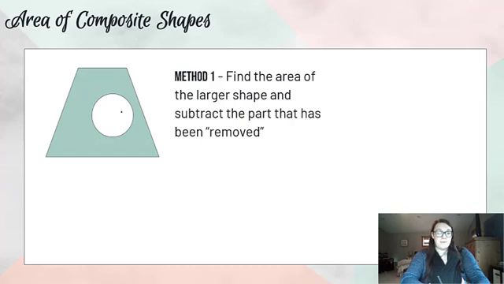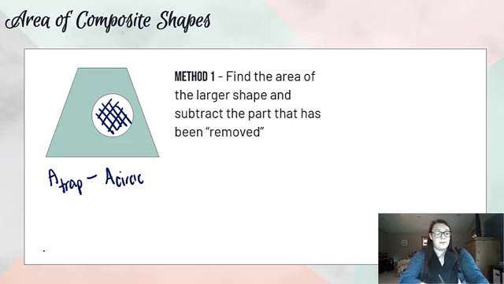Composite shapes come in many shapes and forms, but one method of finding their area is to find the area of the big shape, the trapezoid, and then simply cut out the shape that was taken out of the middle or somewhere. So I would find the area of the trapezoid and subtract the area of the circle. Find the area of the larger shape, then subtract the part that was removed, so to speak.